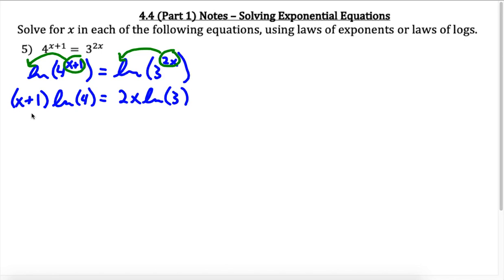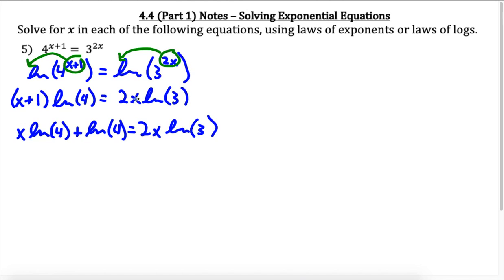If there is any distribution, we want to do that. And we do have distribution here on the left side. I'm going to distribute natural log of 4 to x and to 1. So that would become x times the natural log of 4 plus 1 times the natural log of 4, which would just be natural log of 4, equals 2x times the natural log of 3.